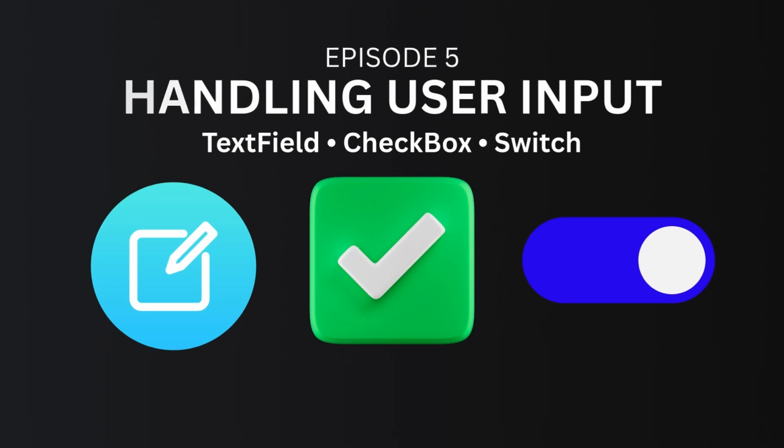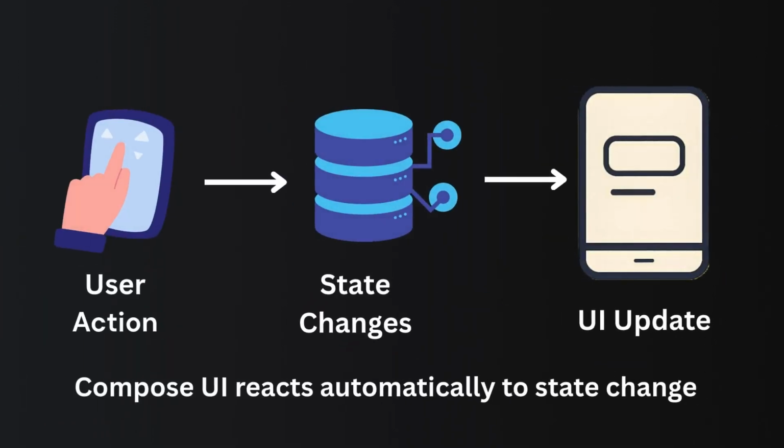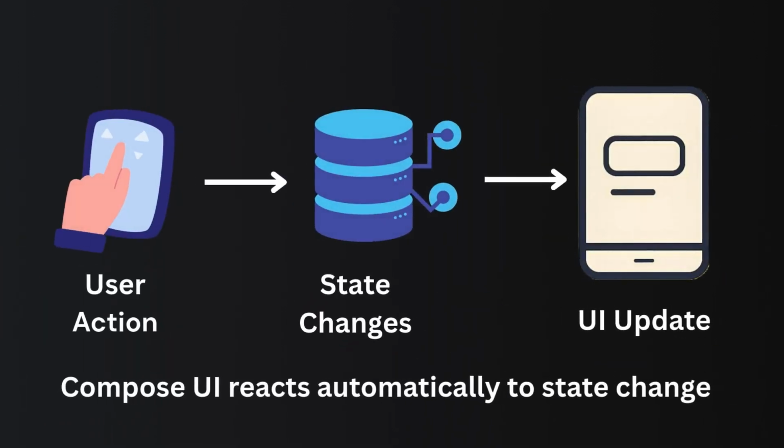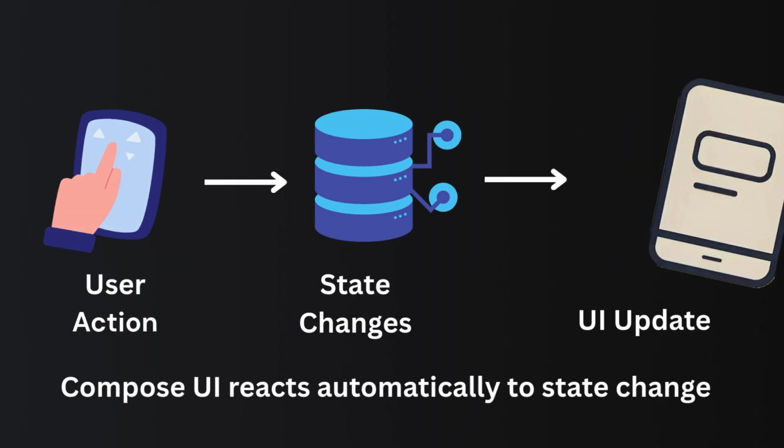Let's jump right in. In Jetpack Compose, user input always flows in a very predictable pattern. A user performs an action like tapping or typing, the state updates, and Compose automatically recomposes the UI with the new state. We don't manually update views like the old XML system. Compose reacts to state change instantly and efficiently.